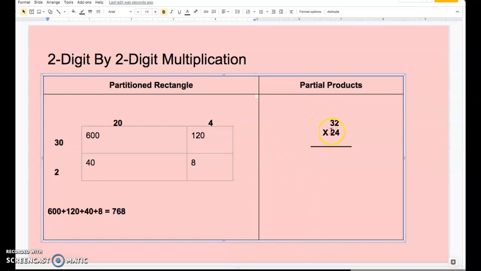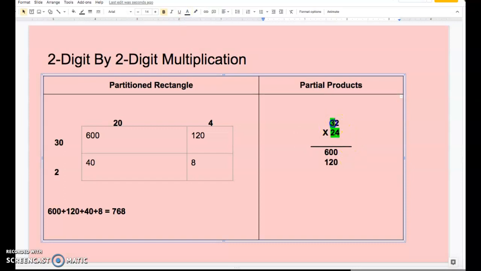I can do this same problem using partial products, but now I have that extra step. I need to multiply everything by the 30 and everything by 2. So I'm going to start first by multiplying, let's pick green. 30 needs to be multiplied by 20, and 30 needs to be multiplied by 4. Well, I know 30 times 20 is 600. Now I need to do 30 times 4. Well, I know 30 times 4 would give me 120.